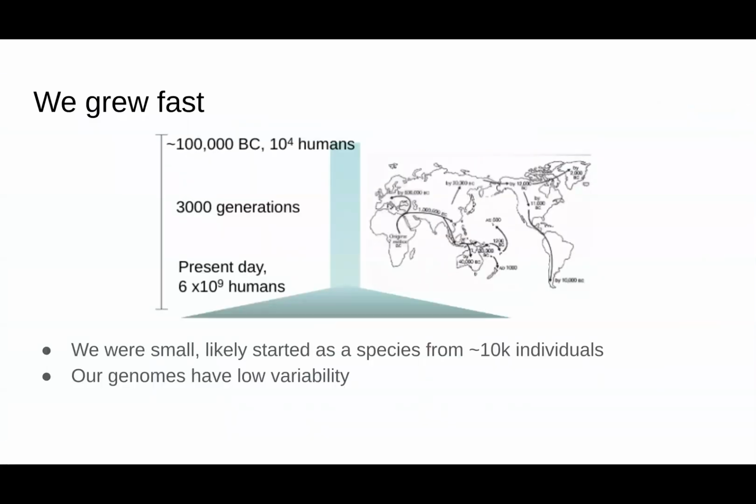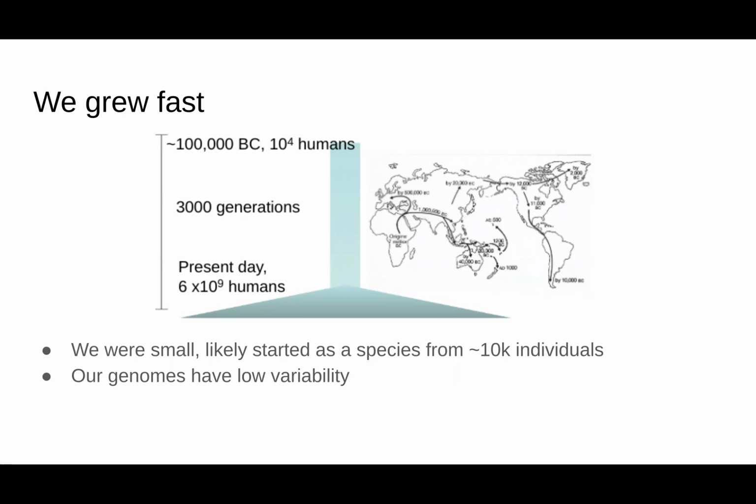And one of the interesting things about humans, if we look at our population size in about 100,000 BC, there was only about 10,000 of us. And since about 100,000 BC, there have been approximately 3,000 generations. And if we look at the modern day population, there's about 6 to 7 billion of us. Well, actually, there's 7.54 billion of us on the planet.